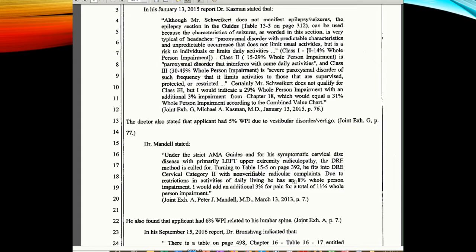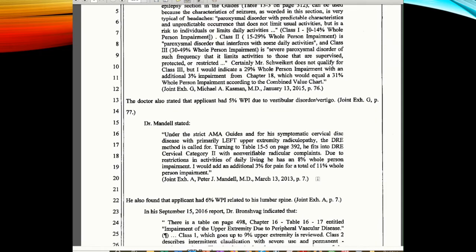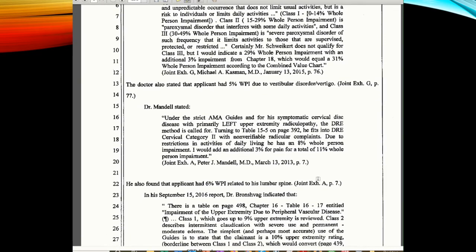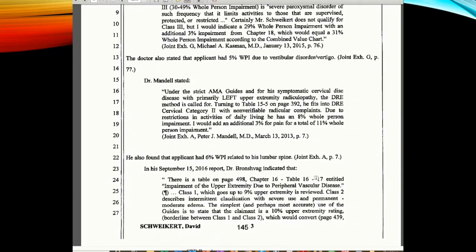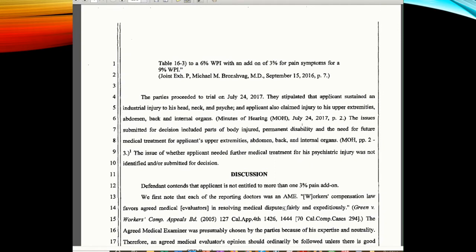So in providing for an 8% whole person impairment rating, this qualified medical evaluator already used once a discretionary 3% add-on, but in addition to that, added an additional 3% discretionary add-on to total 11% whole person impairment for the cervical spine. And then finally, the internal medicine provider provided for 10% upper extremity impairment, which converts to 6% whole person impairment.